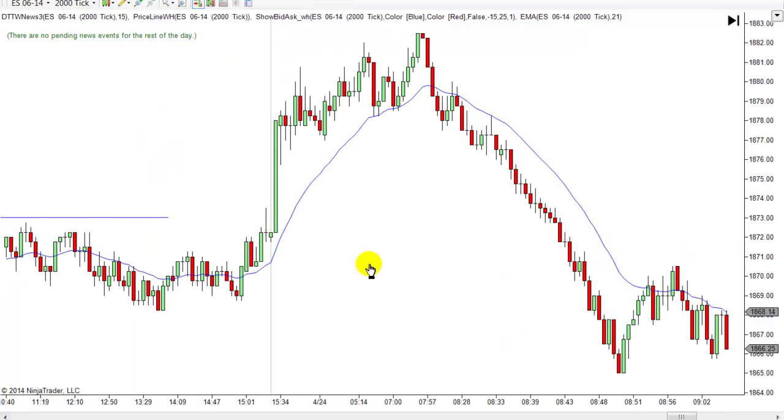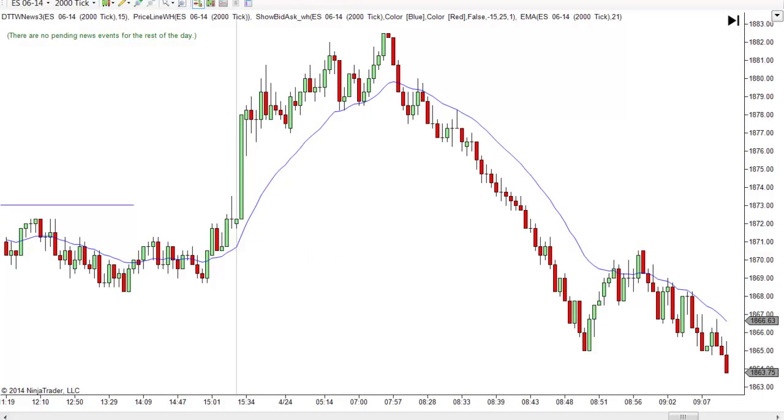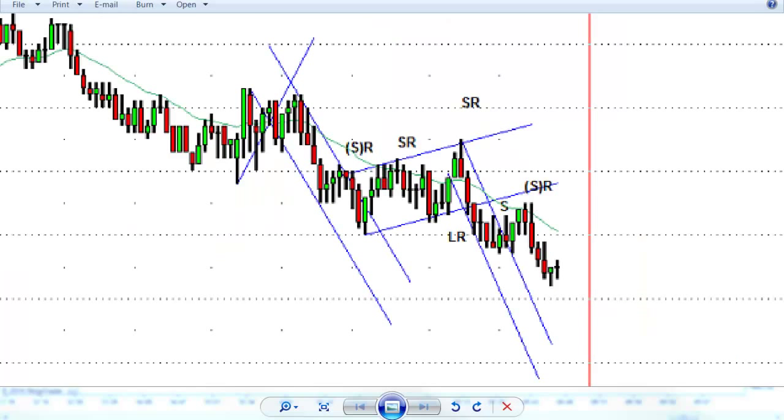Let me see if I can find his chart. I'm going to pause this and see if I can find his chart. Okay, here's his chart, and he went short just below this bar right here.